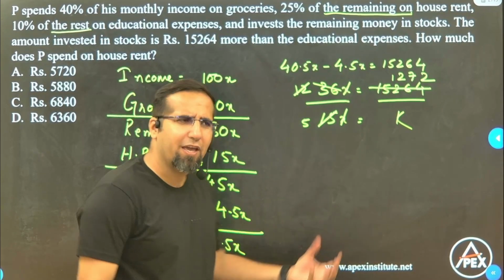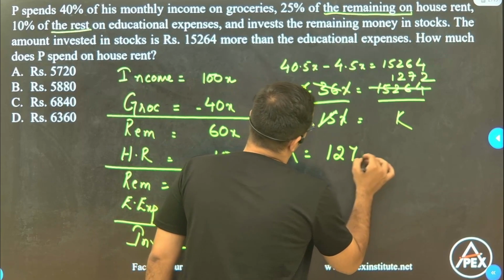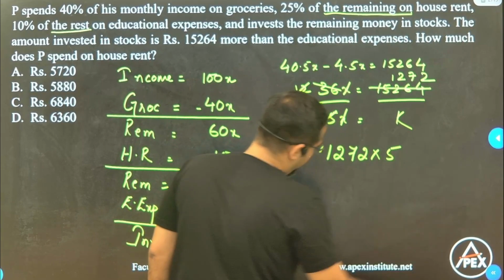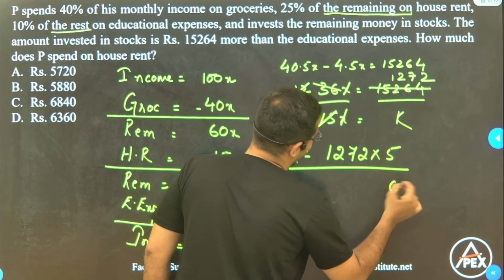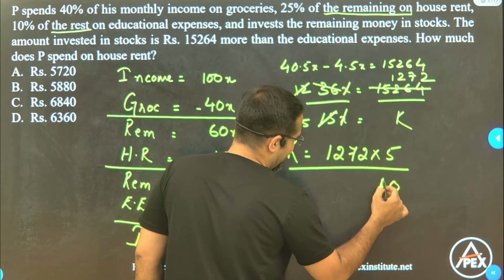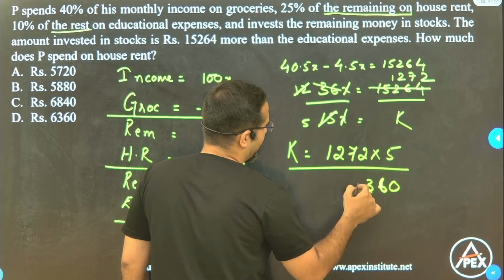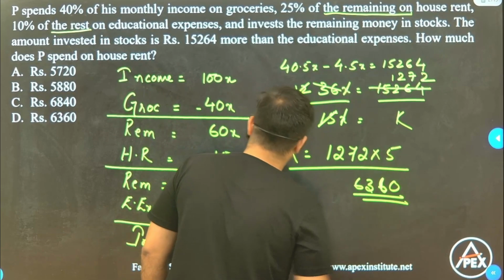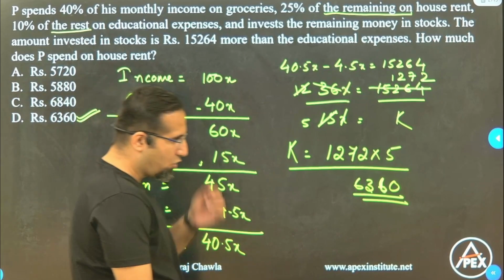So what is the value of k, or what is the value of what is asked in the question? The value of k is equal to 1272 into 5. Clear? So if I calculate this, 5 twos are 10, 35 plus 1 is 36, I carry 3. 10 plus 3 is 13, I carry 1, and this is 6360, the value of k, and therefore the answer here becomes option D.